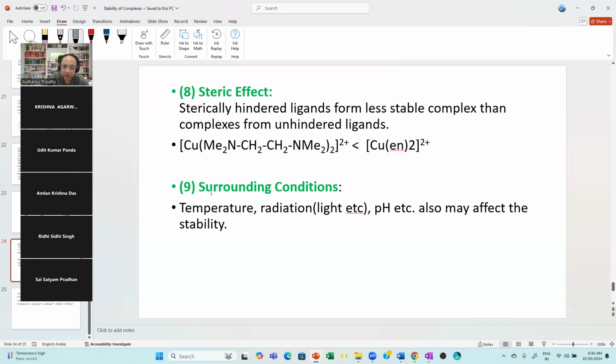Then surrounding conditions, maybe pH. If you change the pH, some other reaction will carry out. Some decomposition, I mean, the stability might decrease or increase. The radiation, supposing you put a light, temperature increase or decrease. So other surrounding factors also affect the stability.